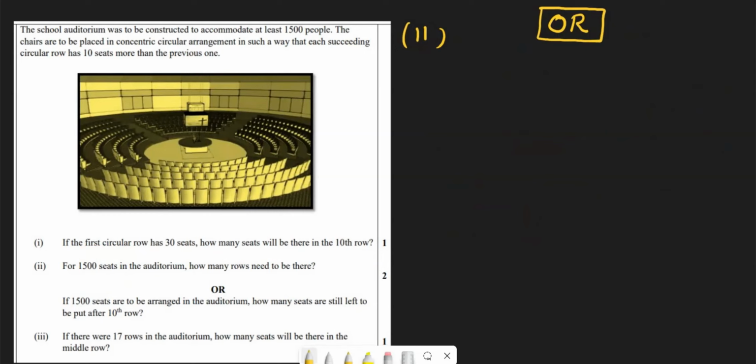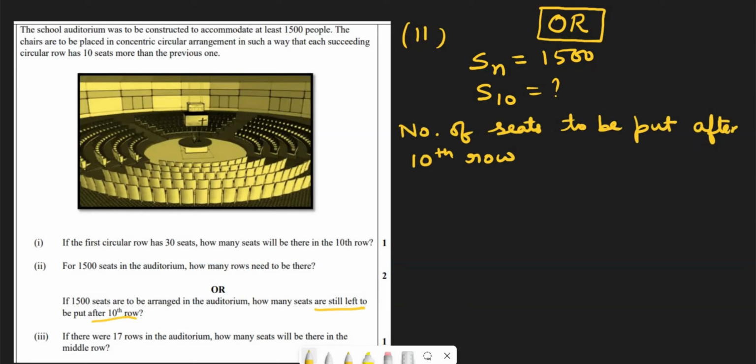If 1500 seats are to be arranged in the auditorium, the total number of seats is 1500. The question is, how many seats are still left to be put after the 10th row? So what we'll do is find the total number of seats placed in the auditorium up to the 10th row. Then the number of seats to be put after the 10th row will be the total number of seats in the auditorium minus the total number of seats placed up to the 10th row.